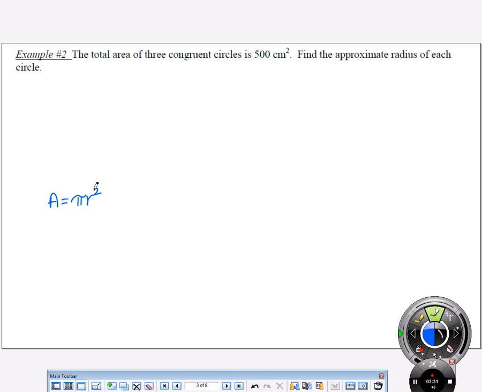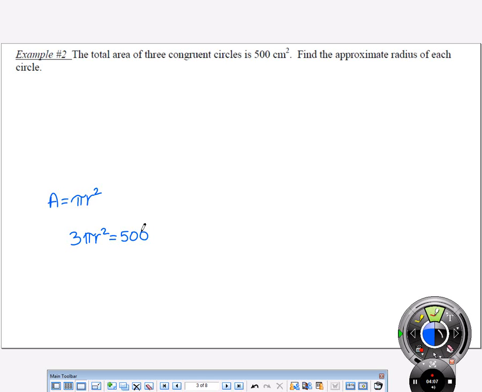Okay, so the area of a circle is pi r squared. Are the area of these 3 circles going to be the same or different? The same. What word up there tells you that the 3 circles are going to have the same area? They're congruent. So same size, same shape. So what's the total area going to be of all 3 circles? 500. Okay. What's it going to be in terms of pi r squared? 3 of those, right? So 3 of these should equal 500. How am I going to solve this?